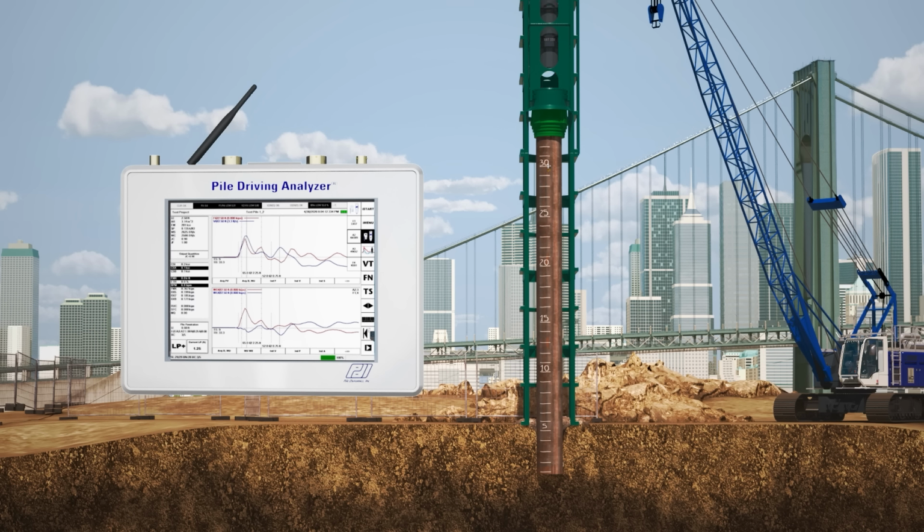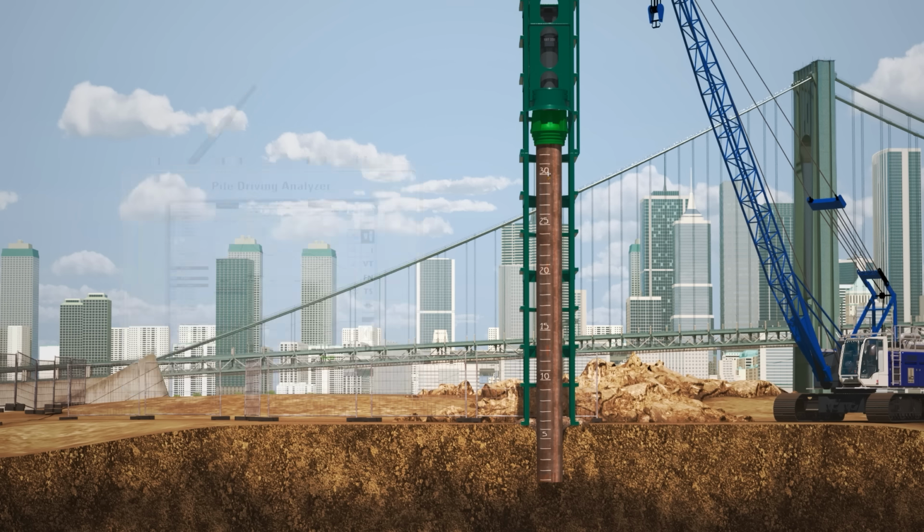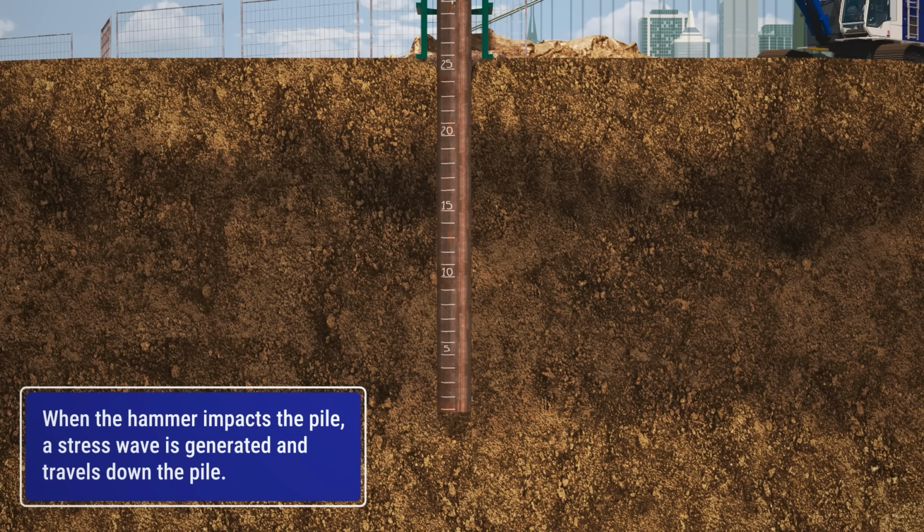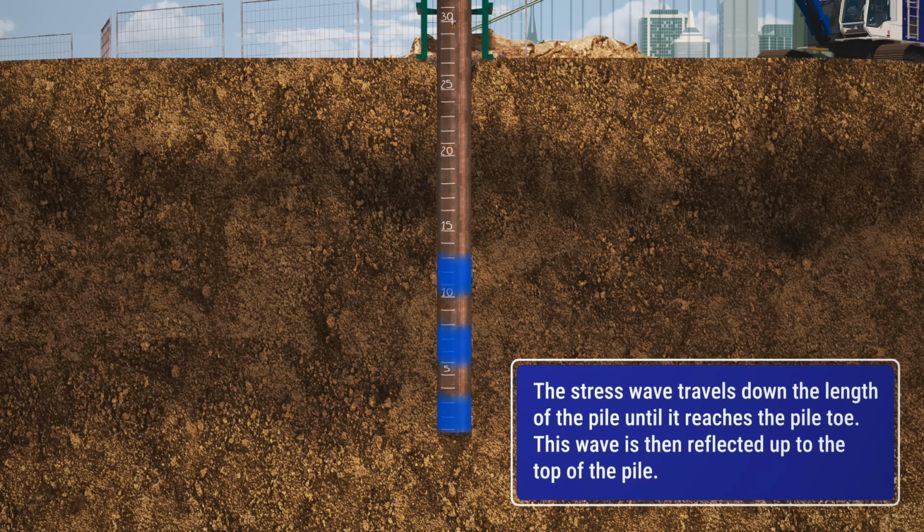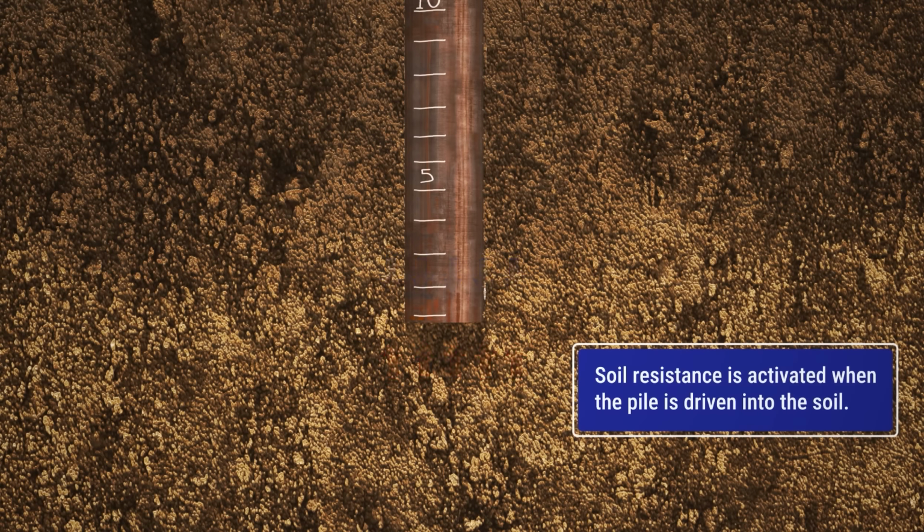When the hammer impacts the pile, a stress wave is generated and travels down and then back up the pile. The stress wave travels down the pile until it reaches the pile toe. This wave is then reflected up to the pile top. Soil resistance is activated when the pile is driven into the soil.